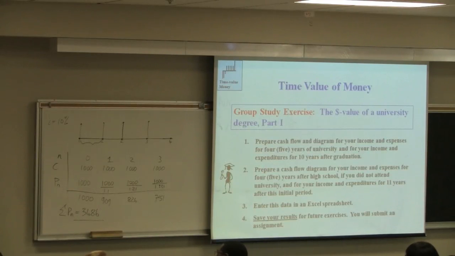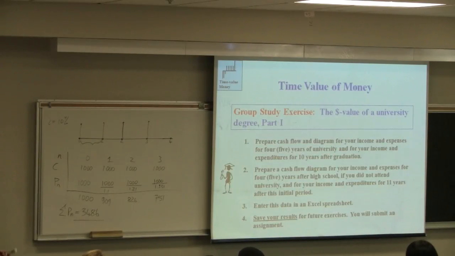And then this scenario is not going to end. We're going to take it 10 years from now. So here you need to estimate what your income and expenses might look like 10 years from now, either for yourself or a hypothetical person. That's the first one. Then you're going to repeat that for someone who did not attend university. What would their income and expense profile look like over the next 15 years? So 4 or 5 years after graduating from high school, plus another 10 years after that. And we're going to compare both scenarios.